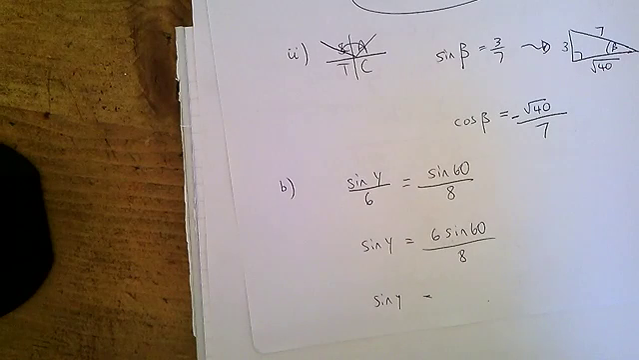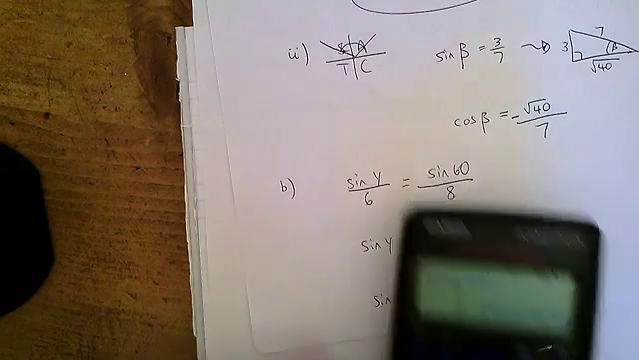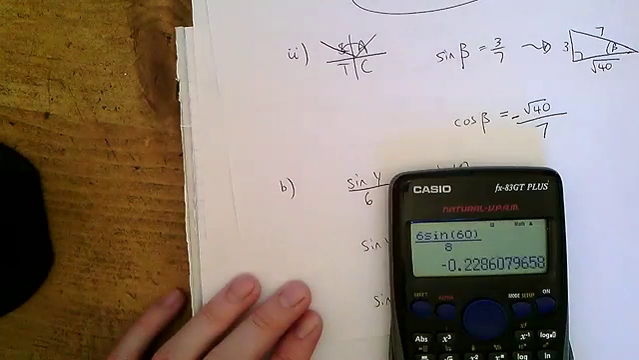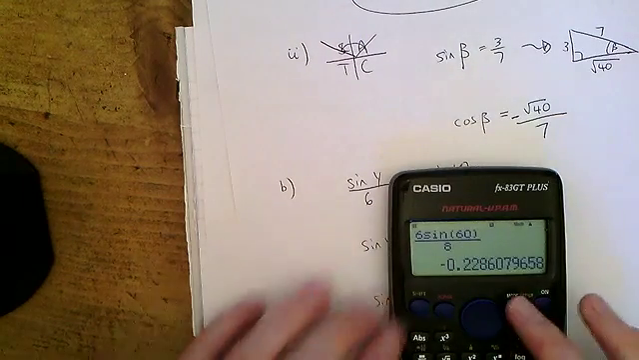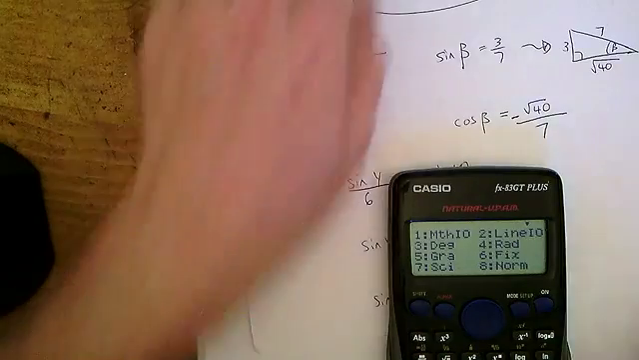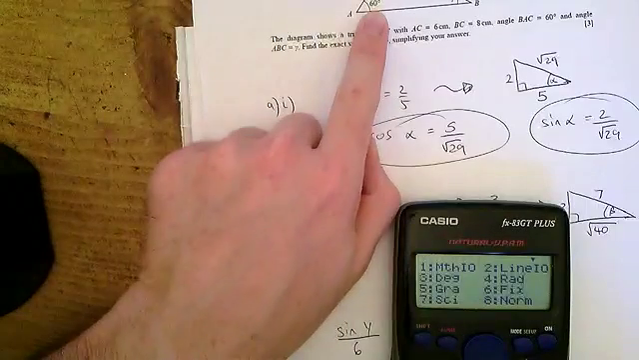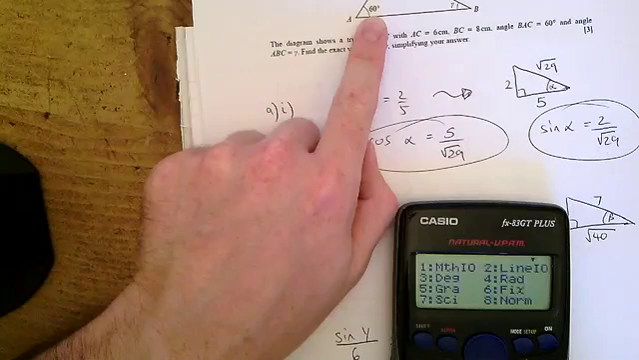So 6 sine 60, and put that over 8. Now, first of all, I get a really strange answer. I was working in radians before. Make sure you're in degrees for this. This says 60 degrees by there. Okay, so it's important that you make sure you're in degrees mode.